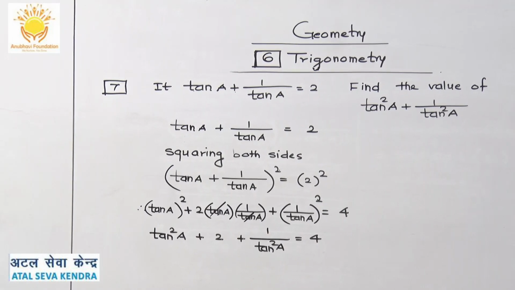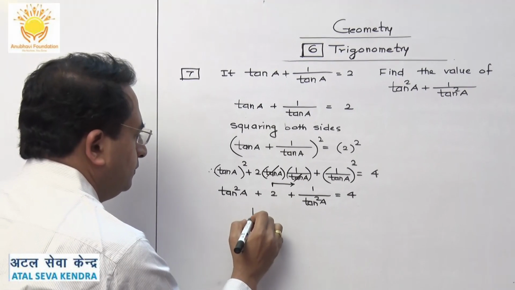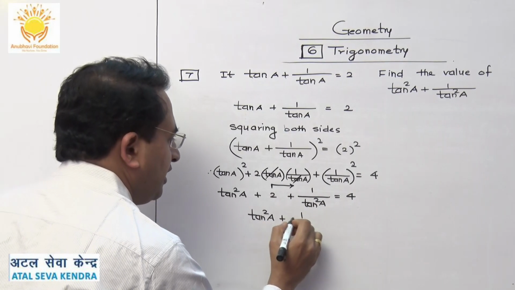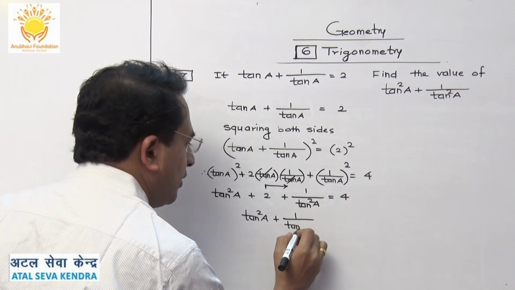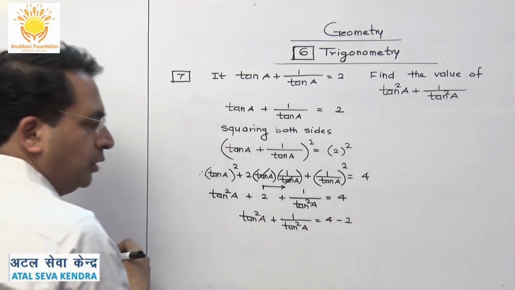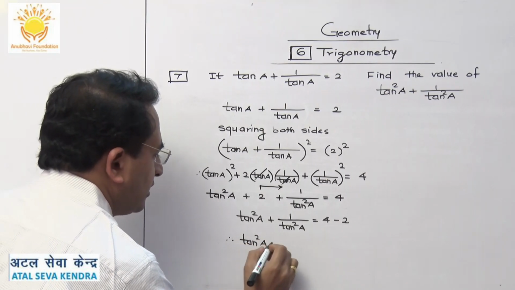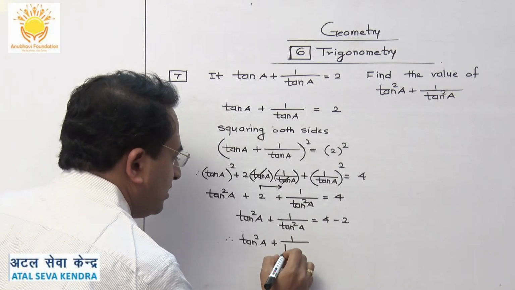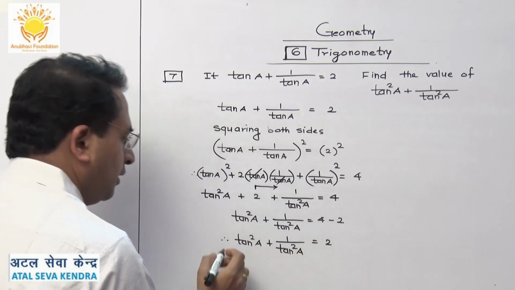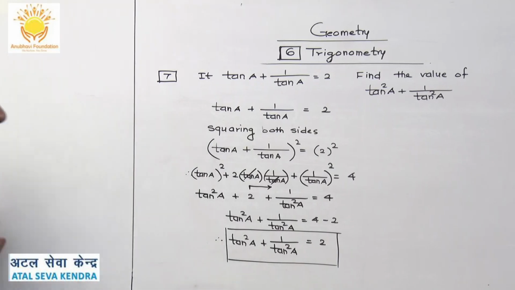And it's a very simple logic now. You have to transfer that 2 to the other side. Therefore, tan square a plus 1 upon tan square a is equal to 4 minus 2. And therefore, the answer that we are going to get here is tan square a plus 1 upon tan square a is equal to 2. This is the answer we expect. That is to be highlighted.